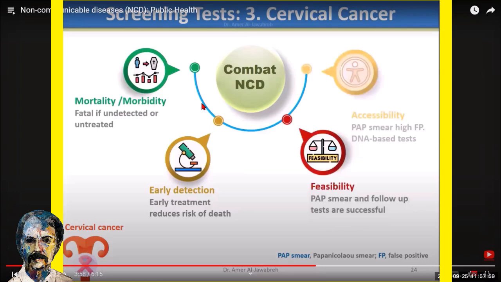Feasibility: the pap smear, the Papanicolaou smear. Accessibility: high false positive. That's why you have to do the screen, and if it's positive, where do we go? To a confirmatory test. This way you can reduce or eliminate false positives. With screening and confirmatory testing, false positives become minimal. And now we have other tests also, like DNA testing for mutations. You can test even in old cancers. In all cancers, you can test a number of mutations related to that cancer, such as SNPs, single nucleotide polymorphisms.